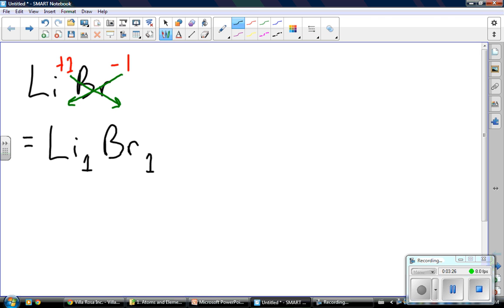Okay? Now, scientists, notoriously lazy, if they don't have to write something, they won't. So it's agreed upon that you don't need to write the ones. If ever you see a 1 in a chemical formula, you can just leave it out and write LiBr, and then we're done.